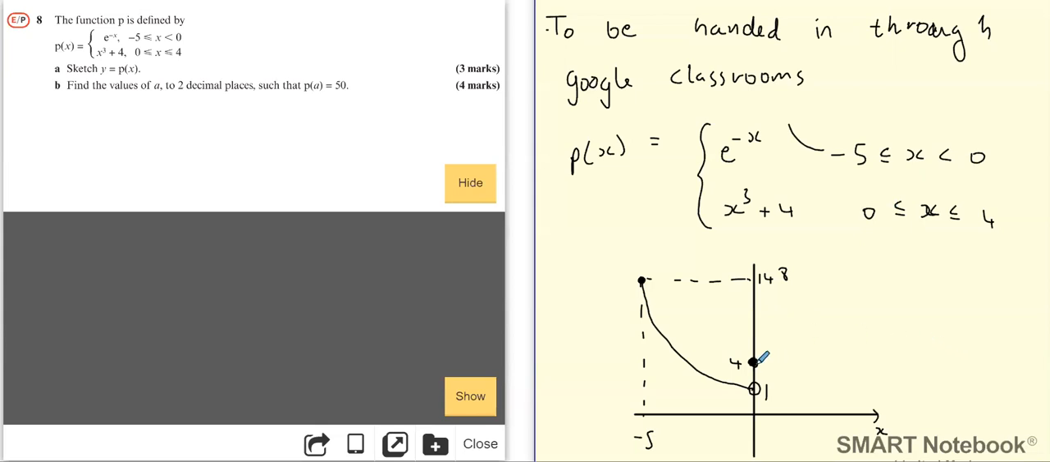And it's a cubic, so it's going to look like a cubic. And by the time we get up to 4, 4 cubed is 64 plus 4 is 68. So when we go across here, we get to 68. And we are also going to have a solid dot there. And this is what your graph looks like. Does that make sense? Are you happy with that?